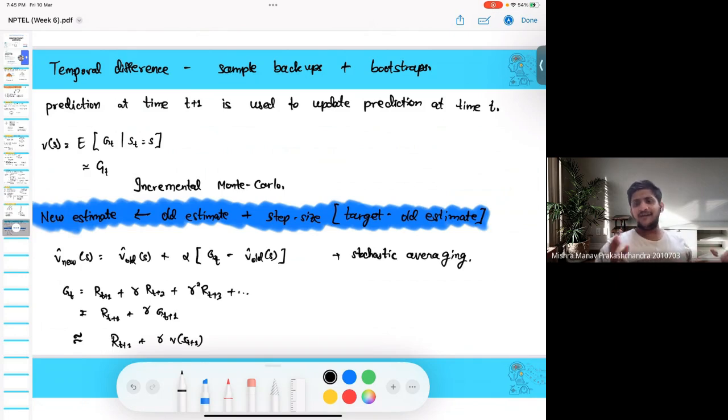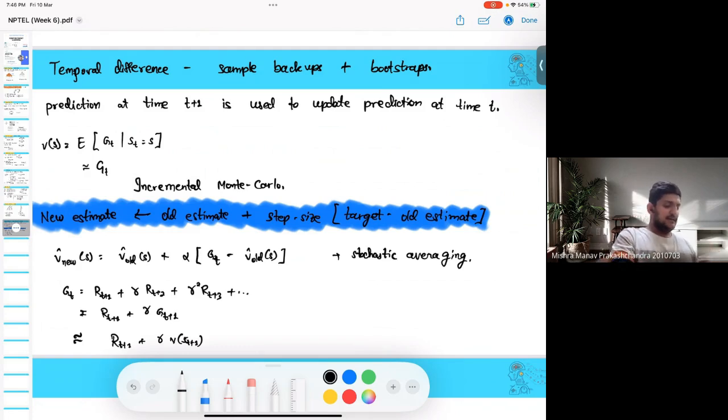So in a way, I'm truncating the length of the future rewards and replacing it by V pi of s, which gives me some approximate estimate of the future returns after time t plus 1. This is what I'm doing.